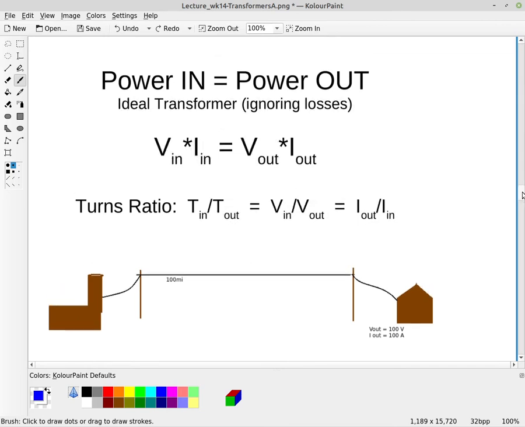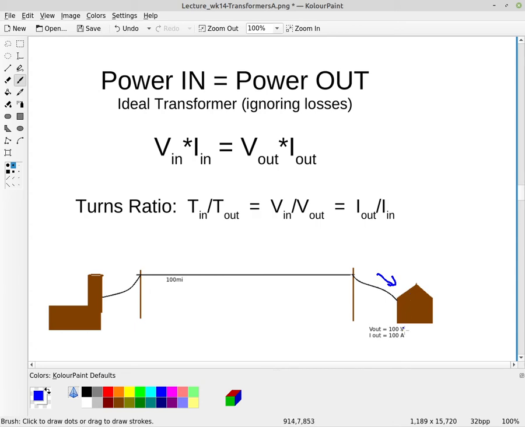So here is a case where we have a house. In my house I actually have a 100 amp breaker, and the other day I had a short, and it actually tripped out this 100 amp breaker. That means that I had 100 amps flowing into my house.